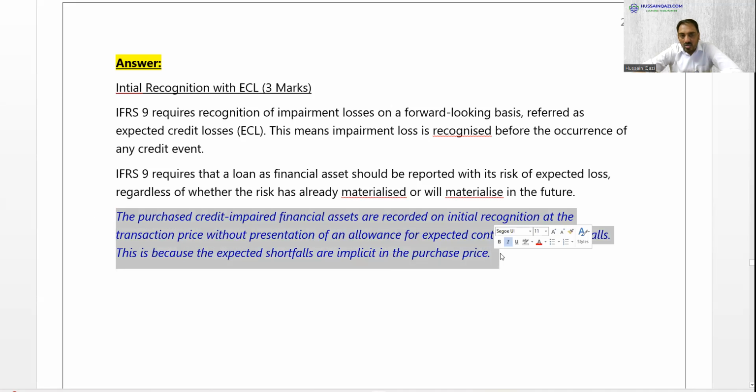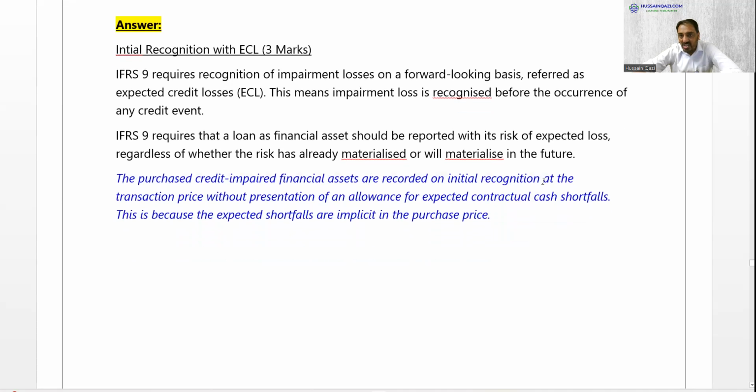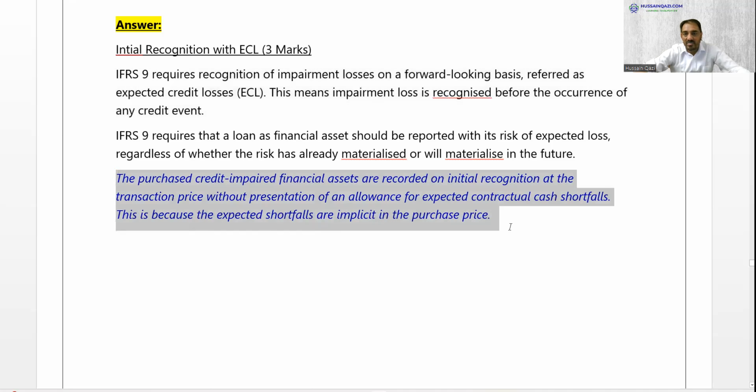Then you need to mention a little bit. Purchase credit impaired financial asset is recorded at initial recognition at transaction price without presentation of allowance of expected contractual shortfalls. This is because expected shortfall is already implicit in the purchase price. So first, IFRS 9 basic rule, then purchase credit impairment loss. Very basic.